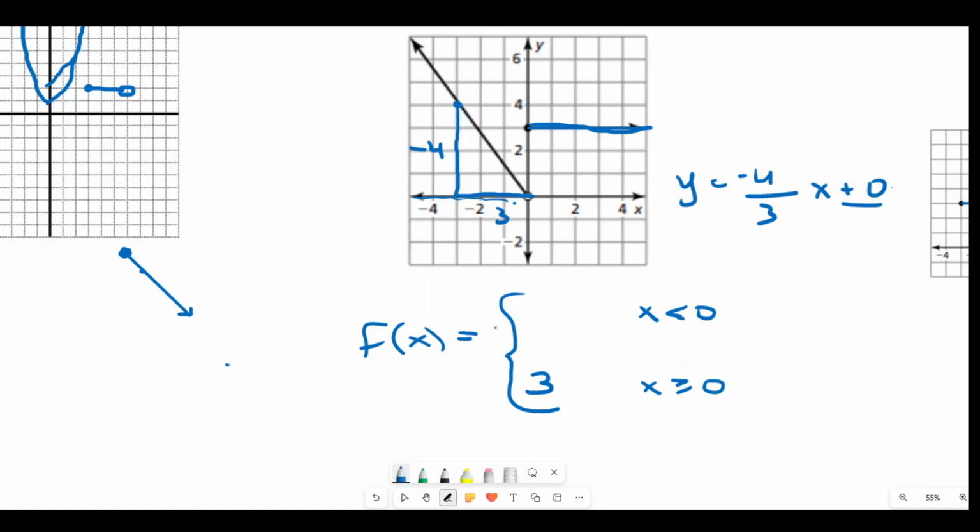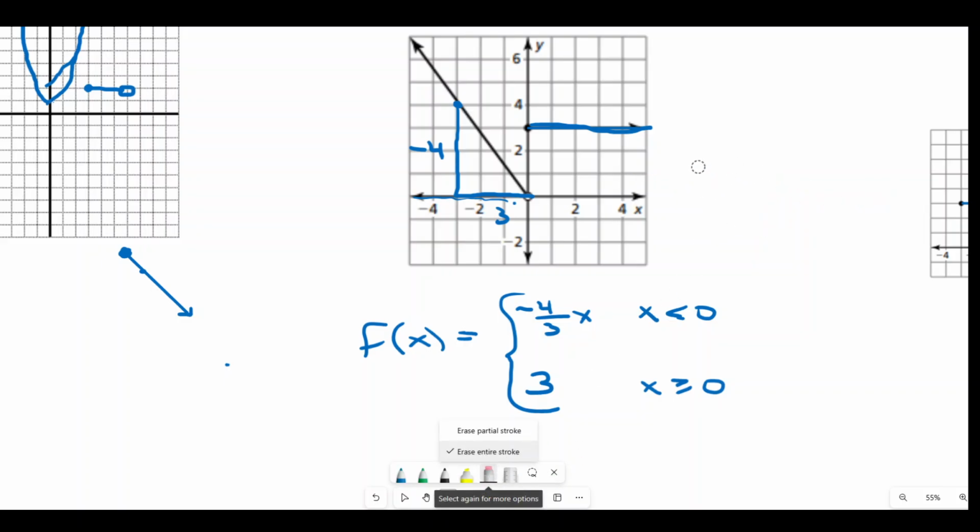And because this is inside of a piecewise function, then we just write what y equals, but it's actually f of x equals. So that's the equation of that line. Sorry, that's the equation of that function and the equation of that line. And then let's do one more example of that, just to make sure we're comfortable with it.